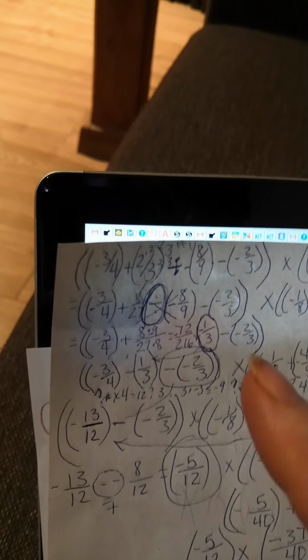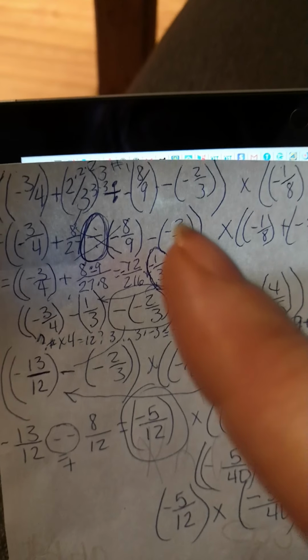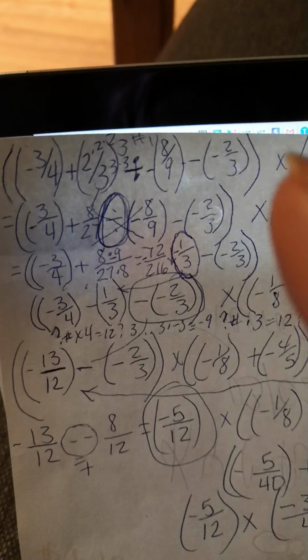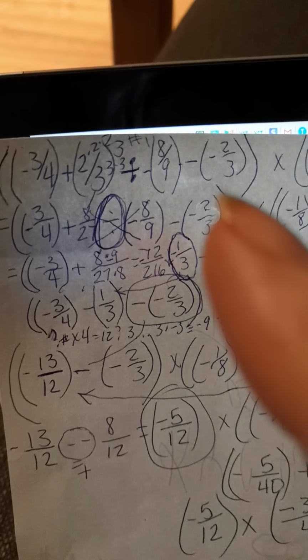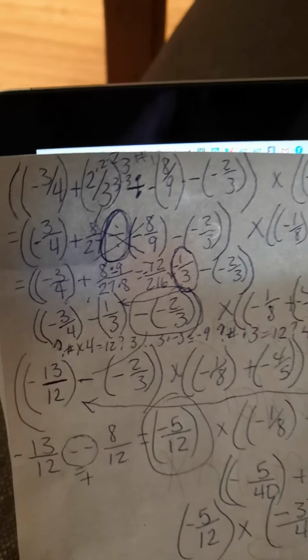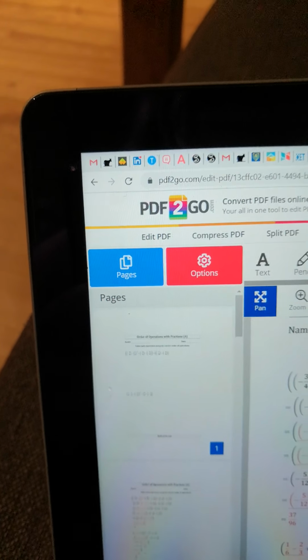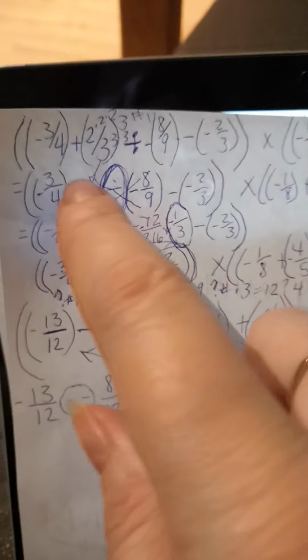Whoops. Okay. I wrote 8/9. That should stay 8/9. Darn it. Yes, that stays at 8/9. So there's the 27.